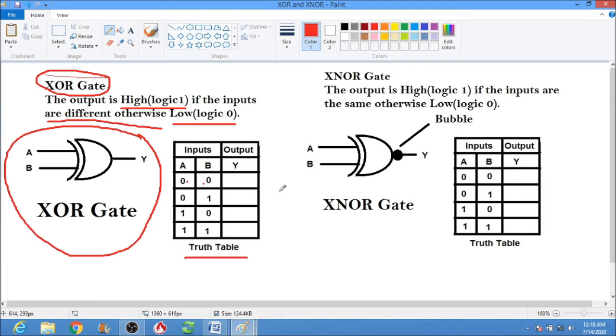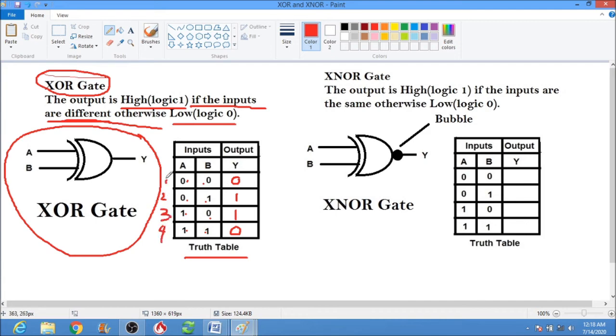0 XOR 0, therefore the output is 0. 0 XOR 1, and the output is 1. 1 XOR 0, and that will become 1. 1 XOR 1, and that will become 0. Okay, so the definition: the output is high or logic 1 if the inputs are different. So this one, 1, 2, 3, and 4.